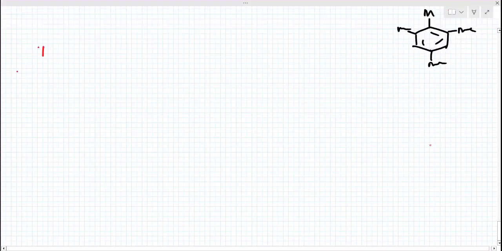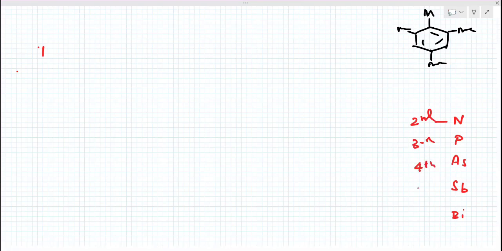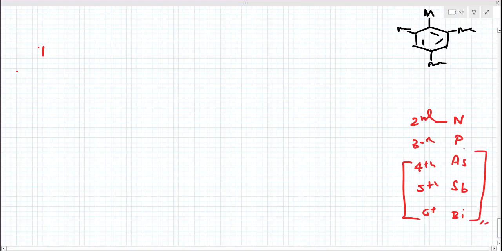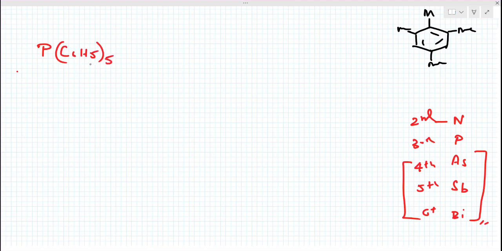PCl5. Nitrogen, phosphorus, arsenic, antimony, bismuth. This is second period, this is third period, this is fourth period, this is fifth, this is sixth. These three are important. Whenever the central atom is phosphorus, even with bulky substitution, square pyramidal is not possible because phosphorus belongs to the third period. Whenever the central atom belongs to the fourth or above period, square pyramidal is possible. In the case of phosphorus, C6H5 five times, this is pentaphenyl phosphorus. Phosphorus belongs to third period. Please understand that. What is the geometry?